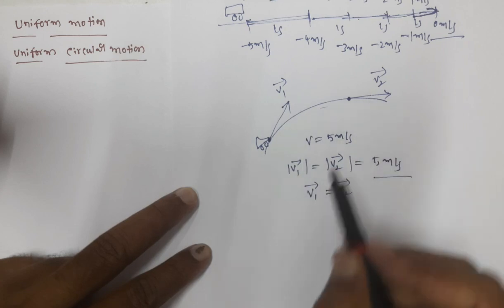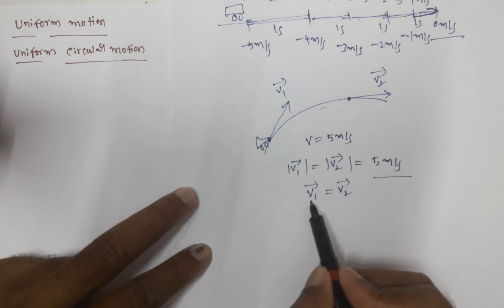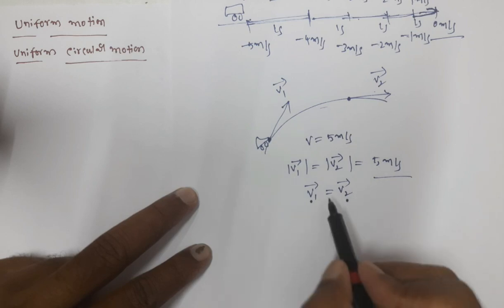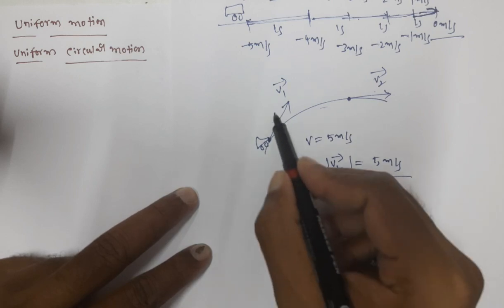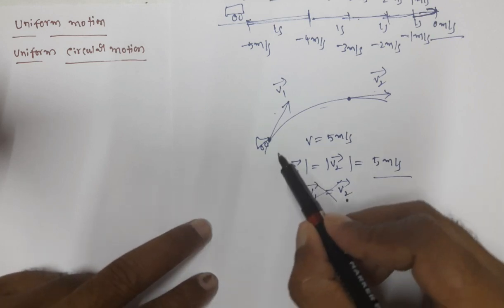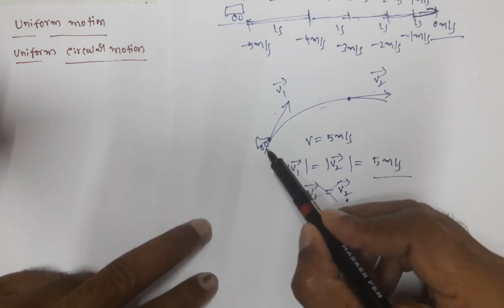Can we write v1 bar equal to v2 bar? Of course, the magnitude of v1 and magnitude of v2 both are same. But the direction, is it same? No. In this case, we cannot write like this. v1 bar is not equal to v2 bar. That means here you cannot say the body is moving with constant velocity.